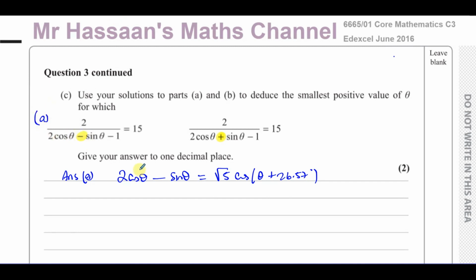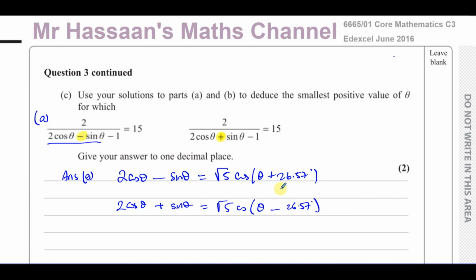This has a minus sign between like this. And this part of this ended up being root 5 cosine theta plus 26.57. Now, if we have 2 cosine theta plus sine theta, that part of this is going to become root 5 times cosine of theta, instead of plus, it's going to be a minus 26.57. Everything else will be exactly the same, okay?